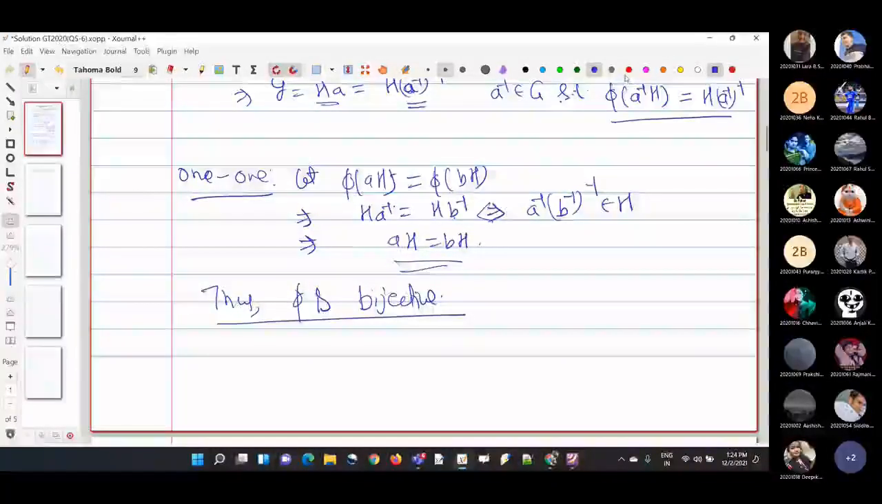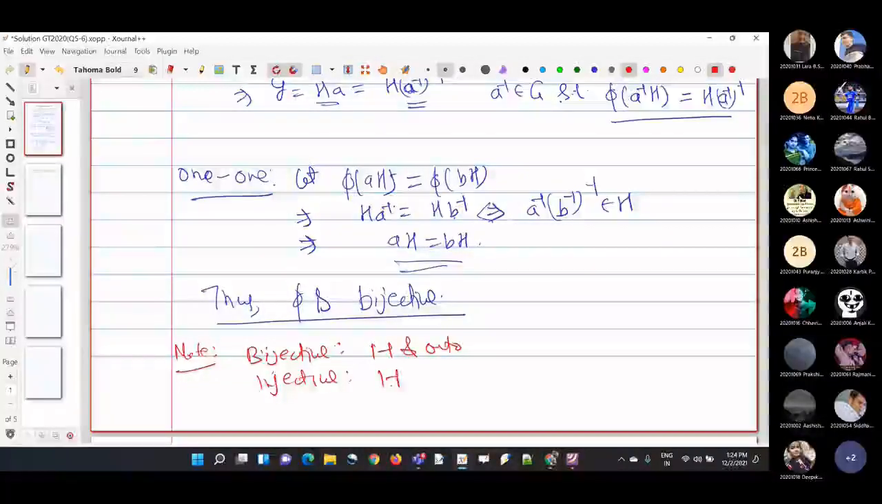A few more things you can note down: bijective means one-one and onto. Injective means one-one map, and surjective means onto. So these terminologies you may remember.